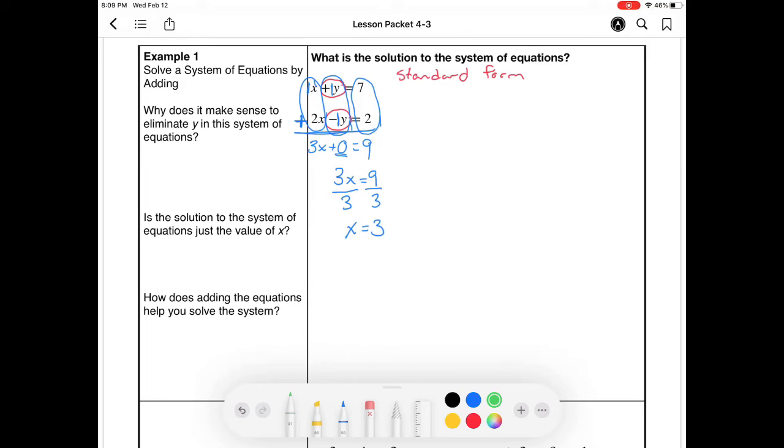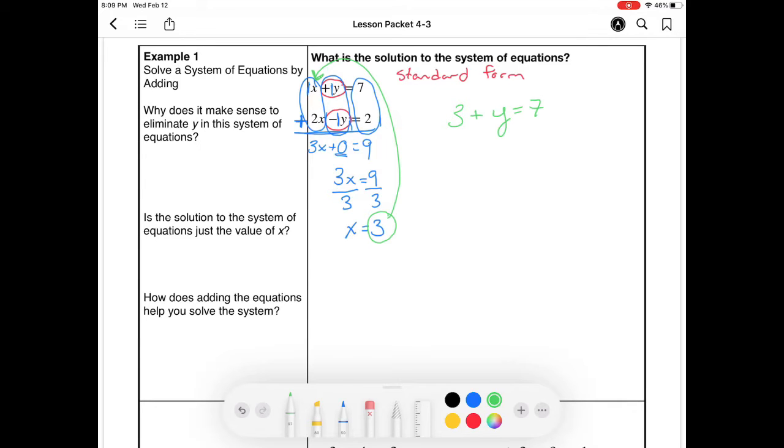Now, of course, we're not done our problem yet if we just found x. We still have to find y. Now we're going to use those substitution skills to plug 3 in for x in one of our original equations and solve that for y. So when I write this equation, originally it was x plus y equals 7. I'm going to replace the x with 3 because I know that x equals 3. And then I'm going to go ahead and solve the equation for y.